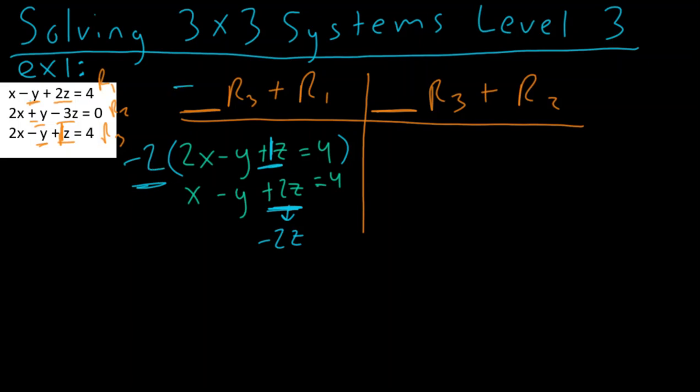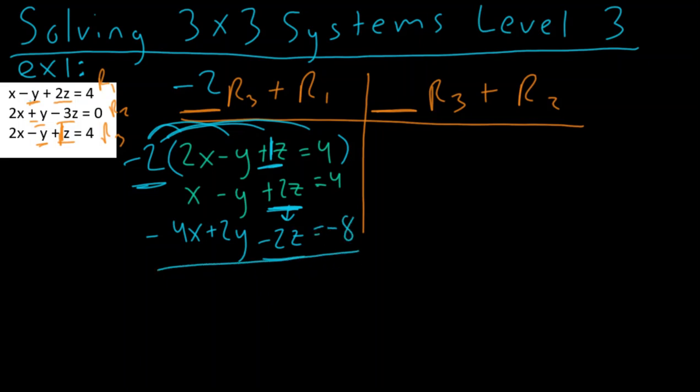And in fact, I'm going to fill this in, so I'm going to multiply my whole row 3 by negative 2. So I have negative 2 times 2x, which is negative 4x. I have negative 2 times negative y, which is a positive 2y. I have negative 2 times 1, which is this negative 2z. And I have negative 2 times 4, which is equal to negative 8.